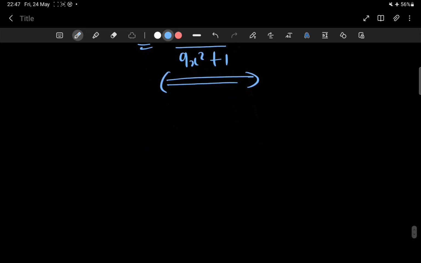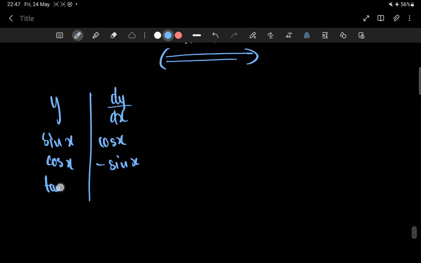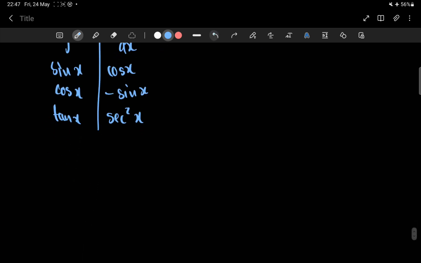And we can now put our table one more time, y then dy dx. Okay, we can bring that same table. Let's do it fast now. Sine x gives me cos x. Cos x, if I differentiate it, gives negative sine x. Then the derivative of tan x is secant squared x. Now we can put the same functions. Remember, for sine of f of x, this is f dash x cos of f of x.